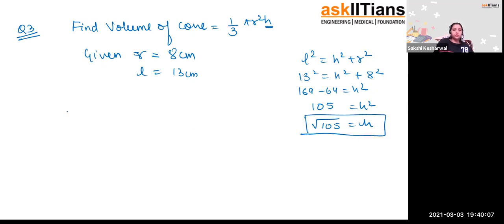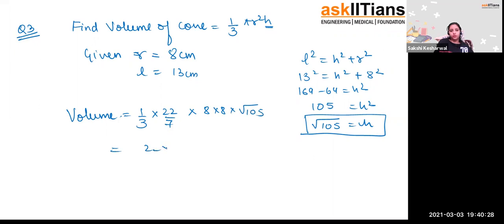Now you have to just substitute. 105 can be written as 21 into 5, so it cannot be simplified further. So volume is equal to 1 by 3 into 22 by 7 into r square, that is 8 into 8, into h, which is root 105. So you just do the solving: 22 into 64 upon 21 into root over 105. So this is your answer. Just simplify and get the answer.